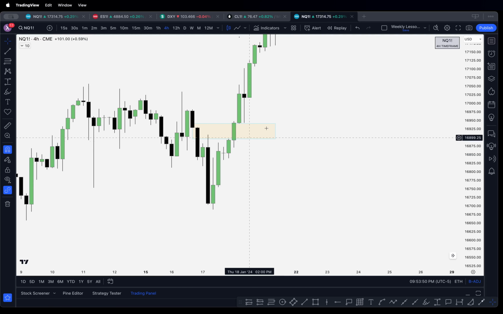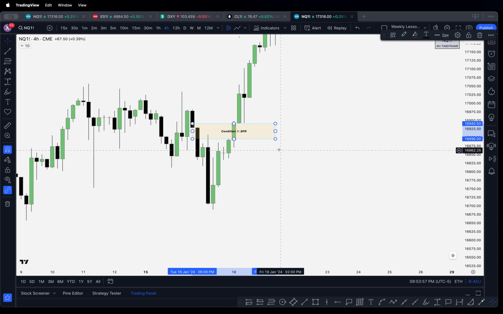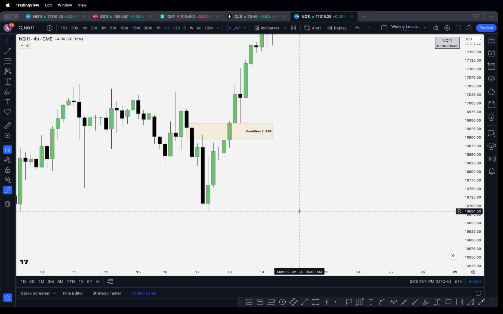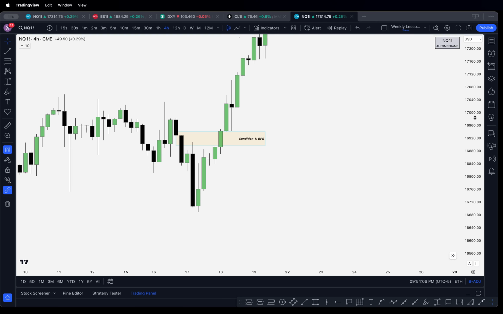So it's part of a BPR. Fantastic. Condition 1 met. So let's call that condition 1, BPR. We'll put that on the right so everyone can see it. Okay, let's look for what other conditions can be met. Is there other high confluence structure above this gap? Yes or no?